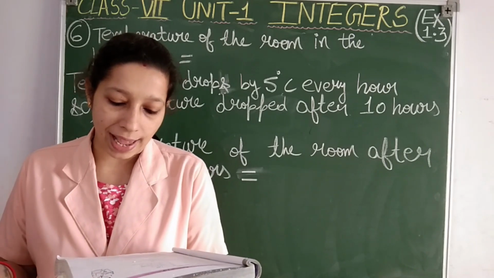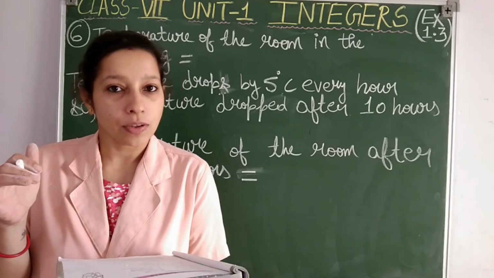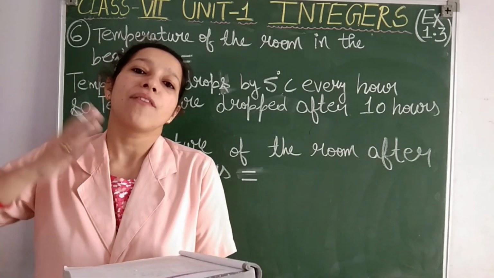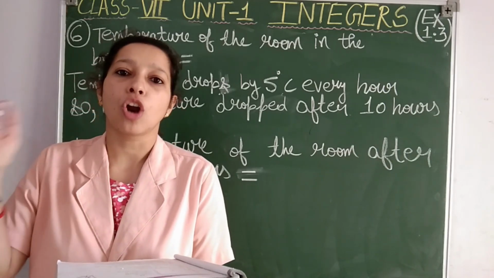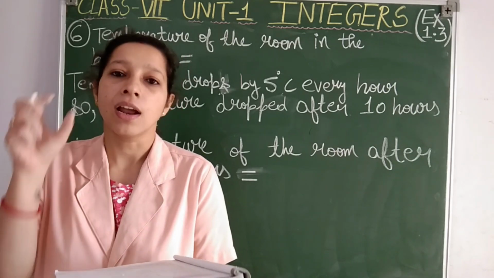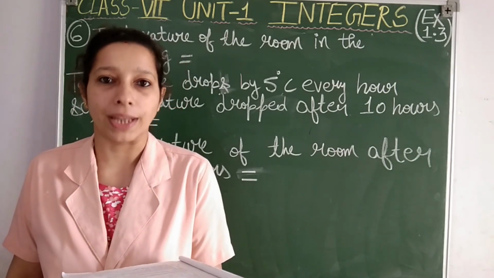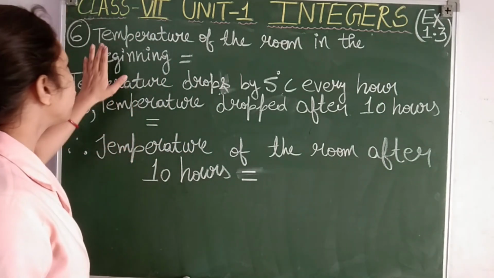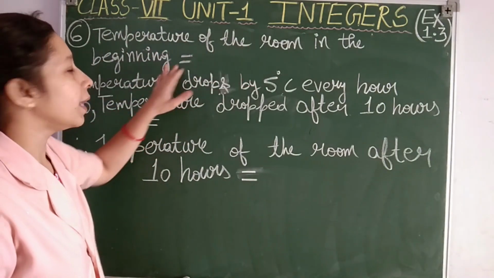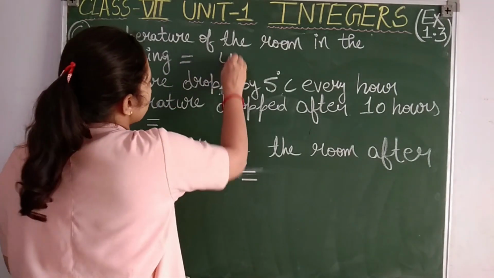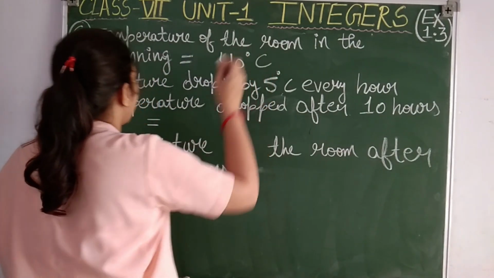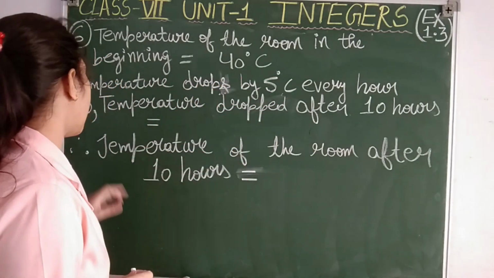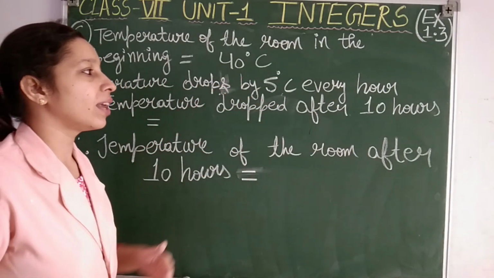So you have to tell, with the current temperature being 40 degrees Celsius, and every hour it dropping by 5 degrees Celsius, finally after 10 hours, what will be the final temperature? This you have to tell, students. Okay, let us see. So my first step is the temperature of the room in the beginning. In the beginning it was 40 degrees Celsius. Then temperature drops by 5 degrees Celsius every hour. So temperature dropped after 10 hours.